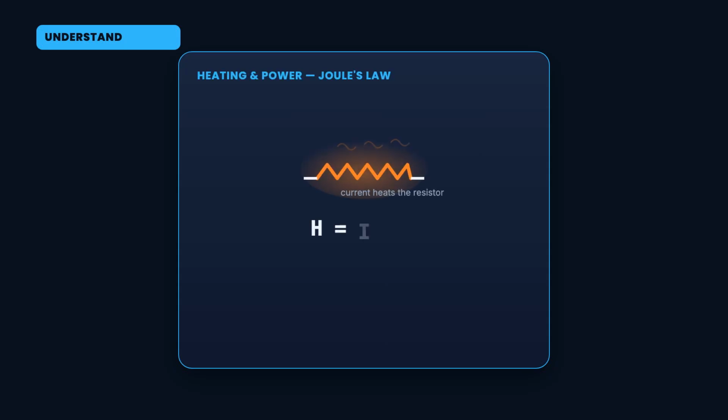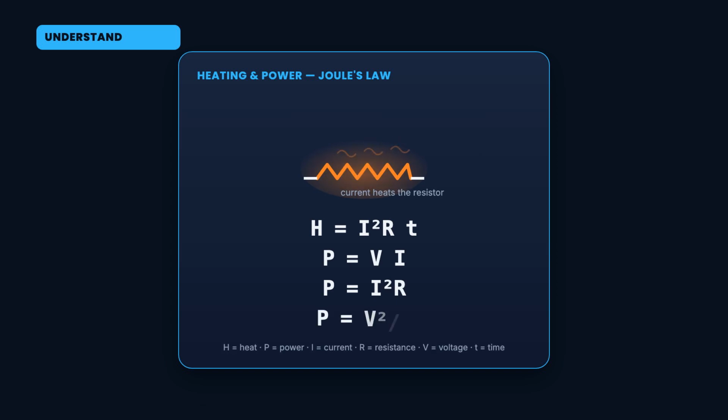Push current through resistance and you get heat. Joule's law, H equals I squared RT, and power, P equals VI, which is also I squared R, or V squared by R.